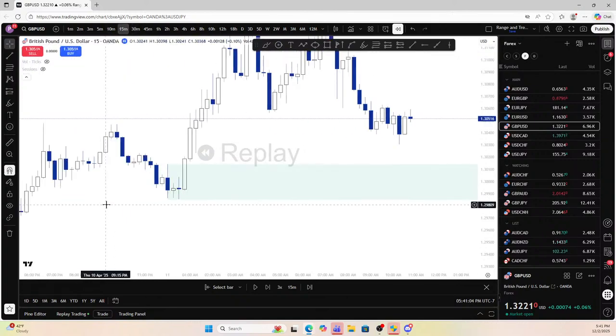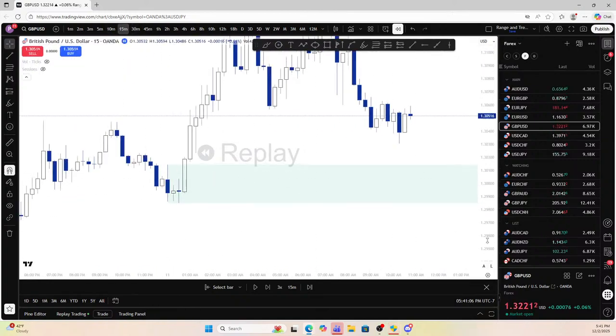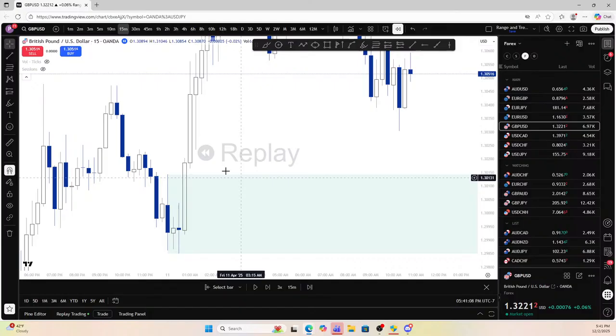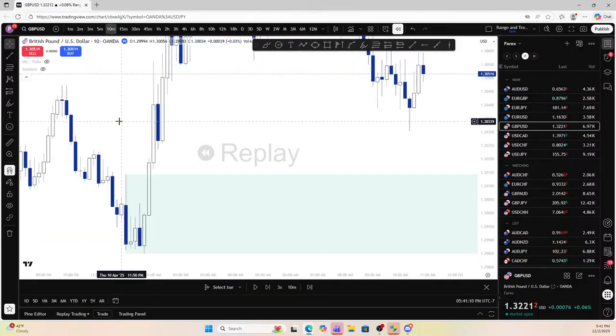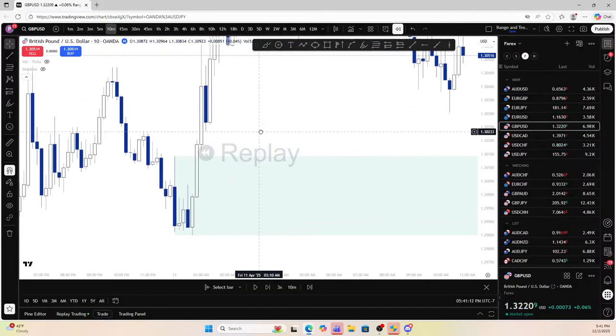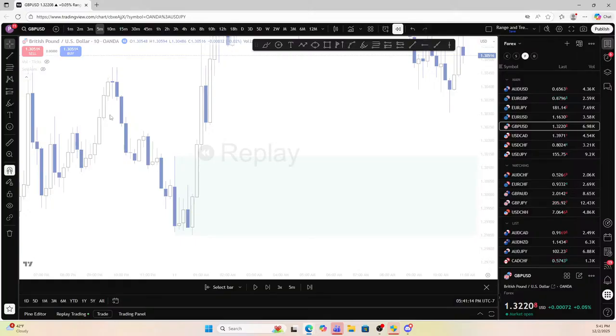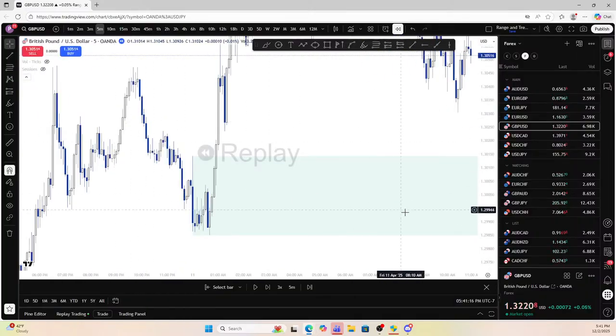Maybe I kept it because there was a true inefficiency. Yeah, I think it becomes structure supply. And that's why I kept it, or structure demand, sorry. And that's why I kept it probably on a lower time frame with a true inefficiency.